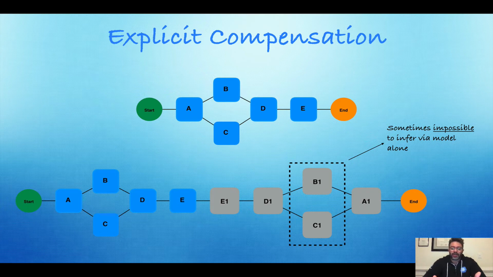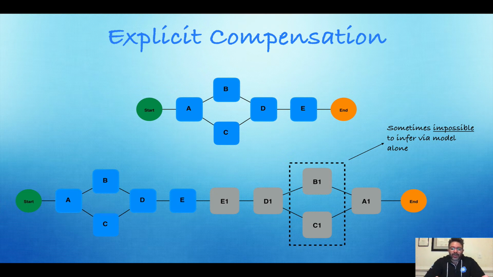So if we try to define the compensation already in our model itself, we would start off again. We can compensate the execution of state E with E1, D with D1, but then we have a problem. Because in our model definition itself, we really do not know if during the execution this workflow is going to take the path A, B, D, E, or A, C, D, E. And we said compensation only works on work that has already been done. So we don't really know whether or not we should perform compensation state B1, which compensates state B, or C1. And a lot of times it is impossible even to infer that just looking at the model itself.